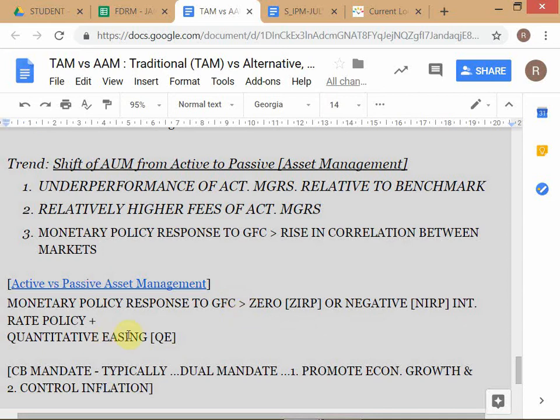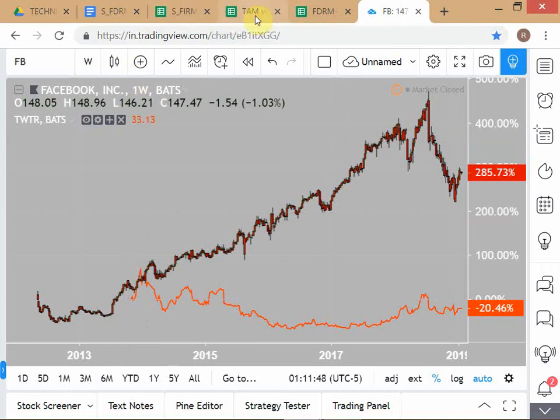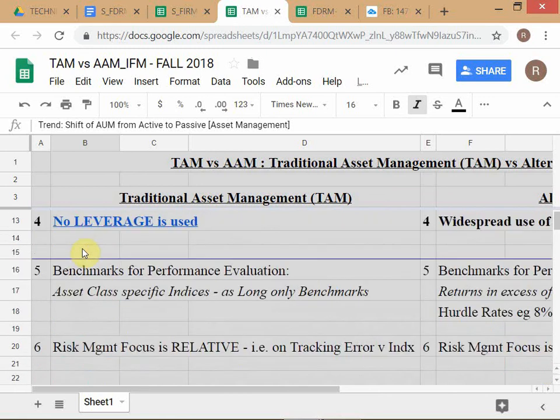Okay, guys, let's move quickly. We need to finish this topic so we can move on, because we have another project to deal with in this semester. Okay, so we've covered all the points. All these points we've already discussed.